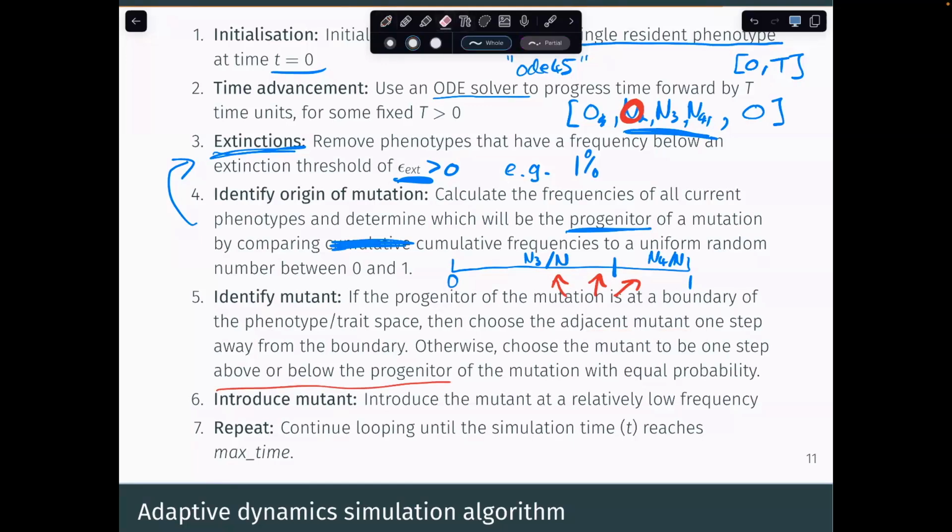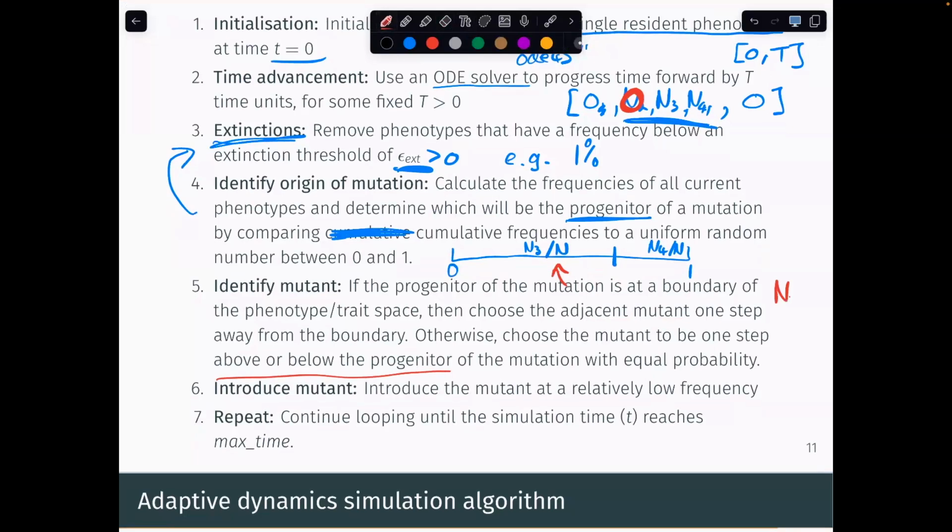So suppose, for argument's sake, I did end up with a random number in this interval here, saying that phenotype 3 is going to be my progenitor of the mutation. I'm going to then, with 50-50 probability, choose N2 or N4 to be the mutant that arises. Okay, so I'm going one above and one below. Like I said, you have to be careful if you're at a boundary, you just reflect back inwards and it always has to be coming back in. If you're not at a boundary, you just choose one above or one below with 50-50 probability, because we're assuming that there are no biases in the direction in which mutations occur.